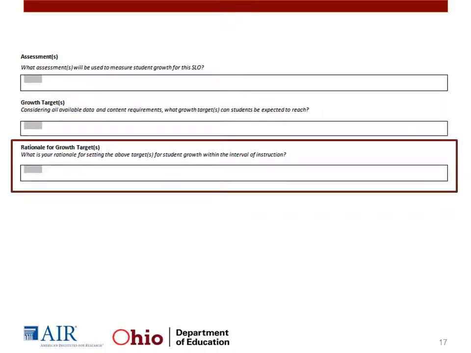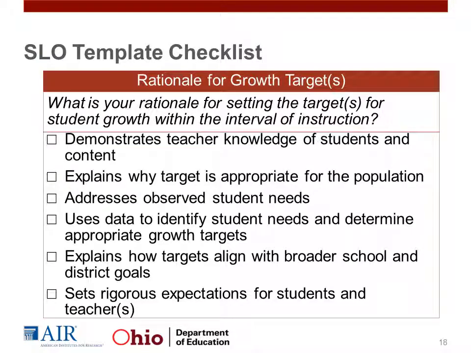Now that you've thought about the rationale, compose your justification in the SLO template. Check yourself using the SLO template checklist. Pause here and return when you have completed your rationale for the growth target.